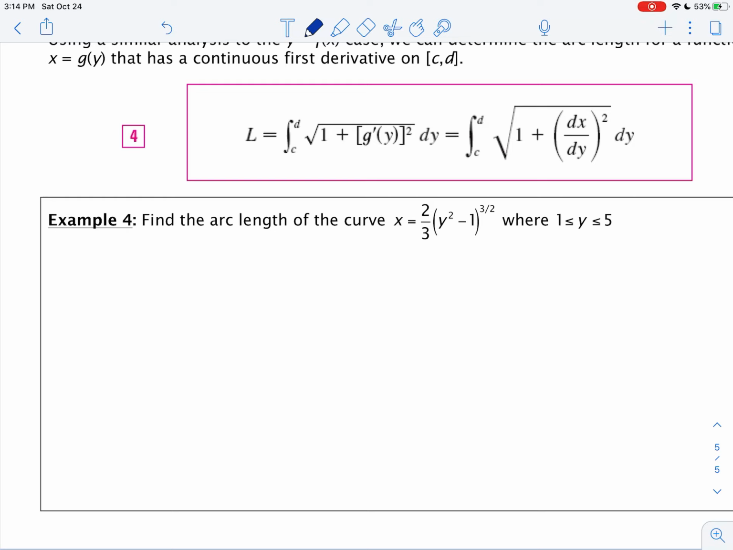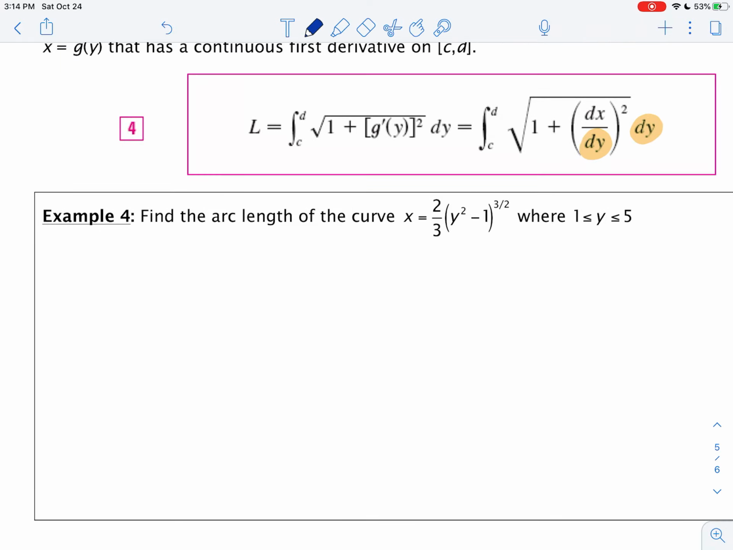All right, so find the arc length of this function, where y goes from 1 to 5. So in this case, we are going to be taking the derivative of x with respect to y, so our ds is going to have a dy differential. Okay, so we start with our x. So we have our x here is 2/3 times y squared minus 1 to the 3/2.